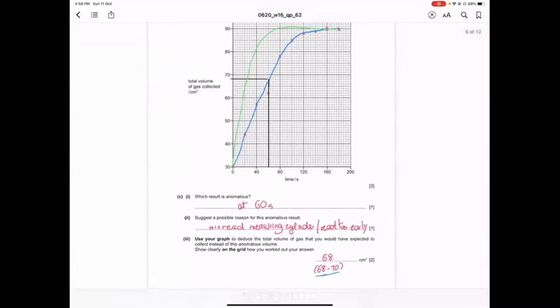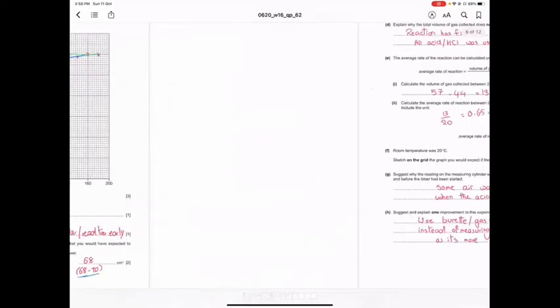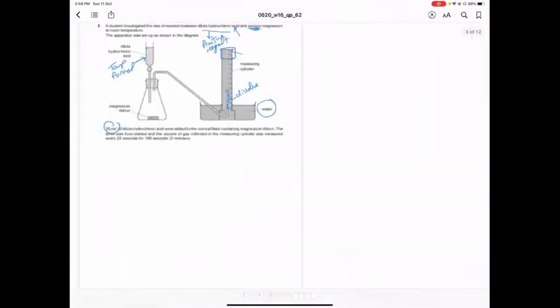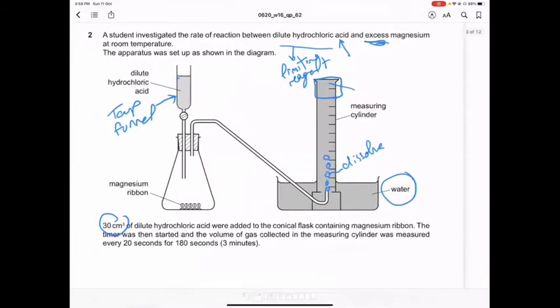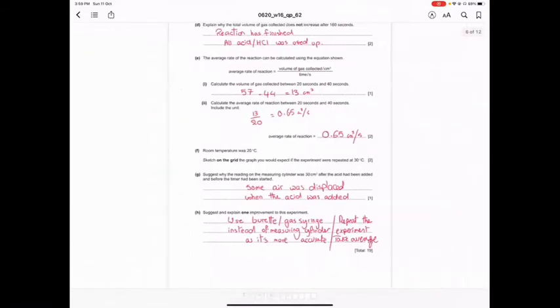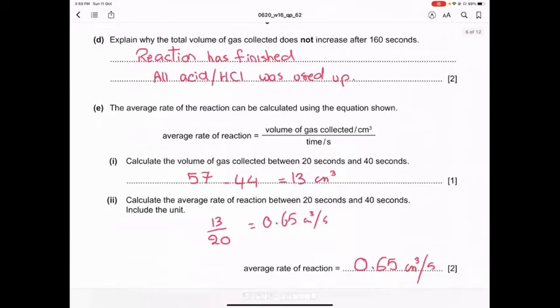Okay. Next question. He wants you to explain why the total volume of the gas collected does not increase after 160. Whenever the volume of a gas stops changing like this, the rate becomes 0. You know that the reaction has finished, but you always lose 1 mark in this question because you don't say which reactant is used up. You must go back here and realize that the hydrochloric acid is the limiting reagent, and you must say the reaction has finished because all the acid, which is the limiting reagent, was used up.